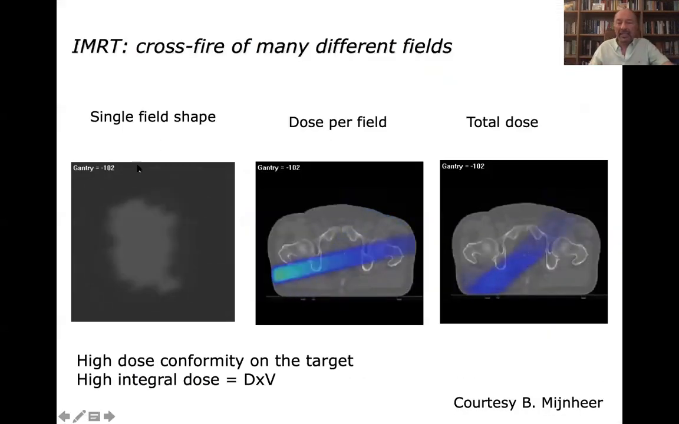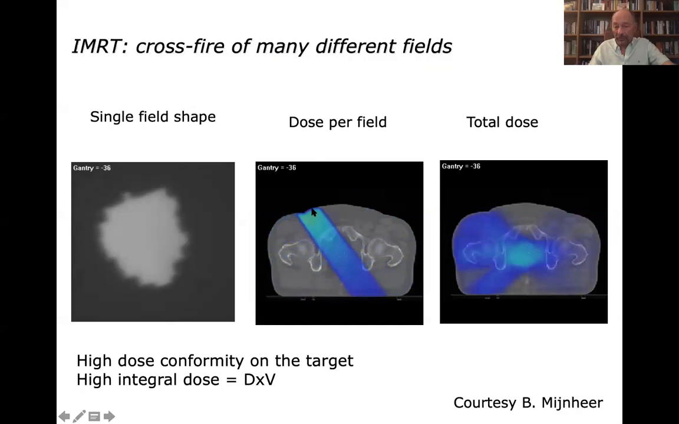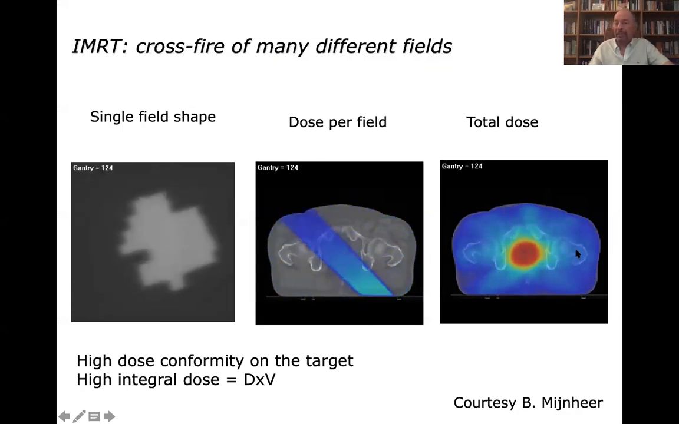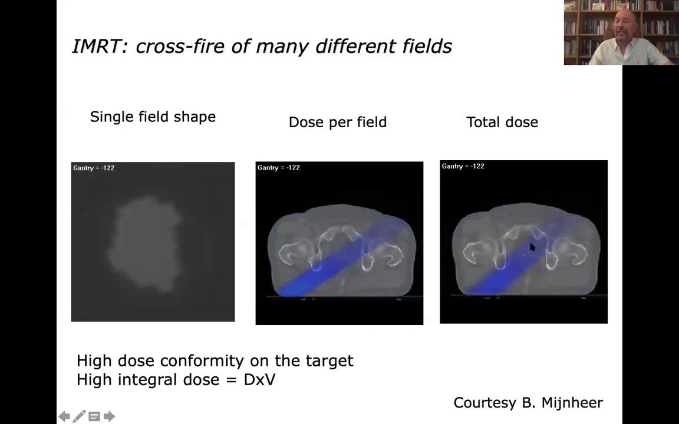You see, this is the single field shape. This is the dose per field, and this is the total dose. You see that the dose per field is always higher at the entrance than in the tumor. The tumor is here, this is a prostate tumor. But now if you integrate all the beams, which is shown here, you see that the dose in the periphery is blue, so it's like 10%, 20% of the total dose, and the dose in the center is now red, 100%. So it's a very high conformity on the target.